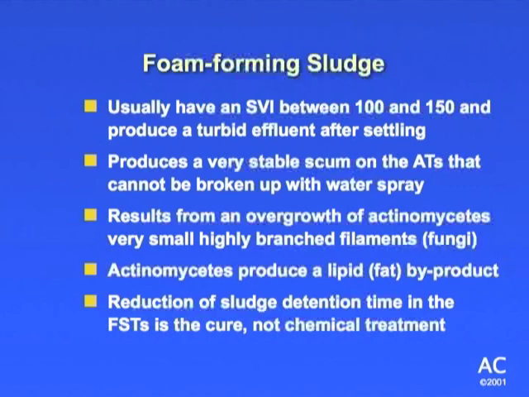but usually you have an SVI between 100 and 150, and it'll produce a turbid effluent after settling. It produces a very stable scum on the aeration tanks that cannot be broken up with a water spray. And it results from an overgrowth of actinomycetes. It's a very small, highly branched filaments, fungi. Actinomycetes produce a lipid, fat byproduct. The reduction of sludge detention time in the final settling tanks is the cure, not chemical treatment.